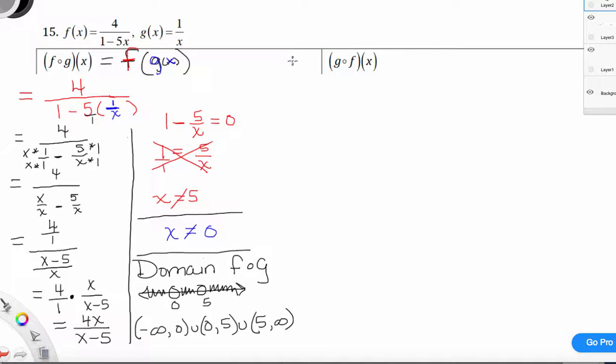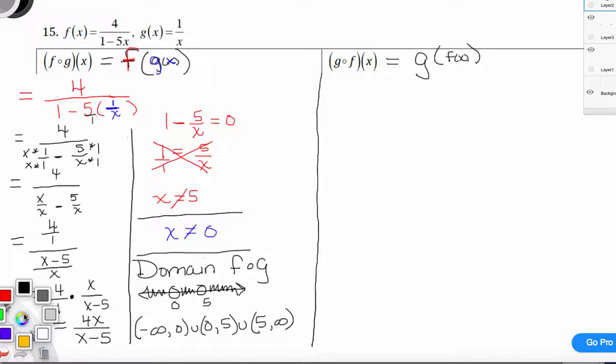Okay, so let's go ahead and do g of f. Let's see how that looks. So g of f of x means you are taking your g function and you're substituting in f of x for all of its x's.